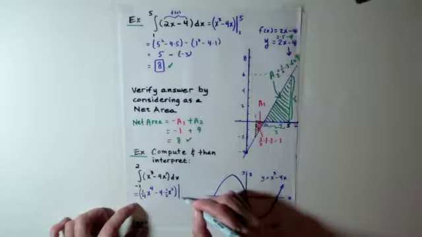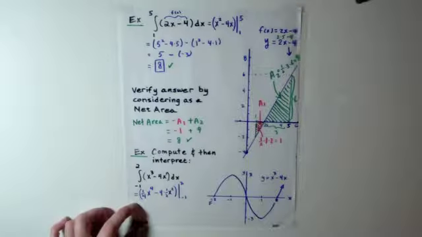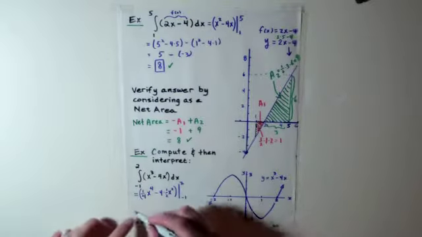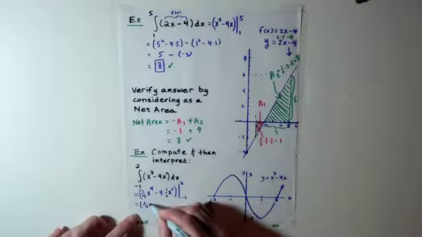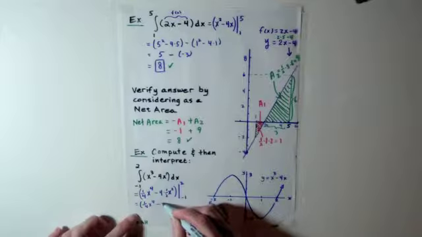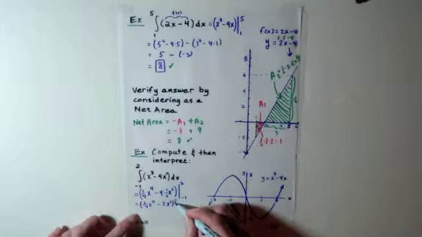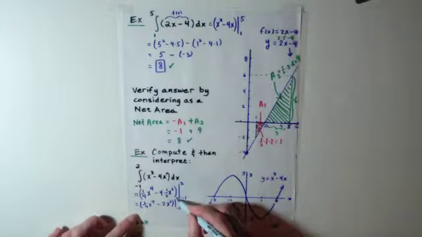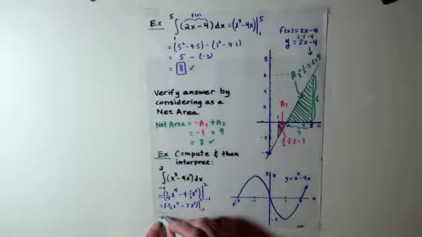That's what I'm going to want to evaluate from -1 to +2. Okay, well, let's go ahead and just simplify this a little bit more. This would be 1/4 x to the 4th minus 2x squared, evaluated from -1 to 2. So let me go ahead and plug in these limits. I'll plug in the upper limit.